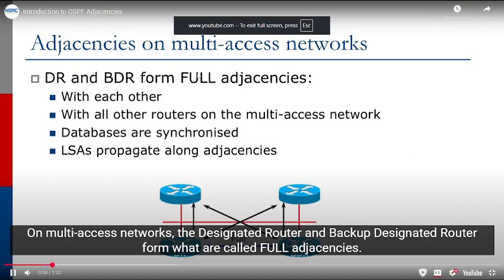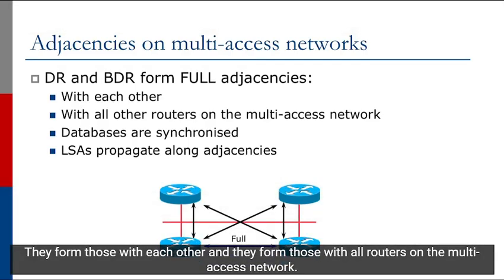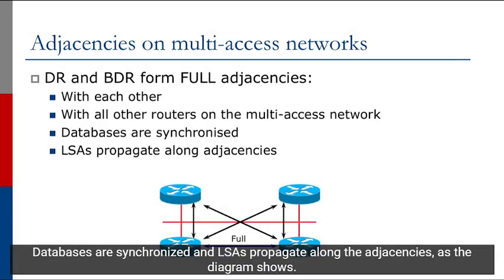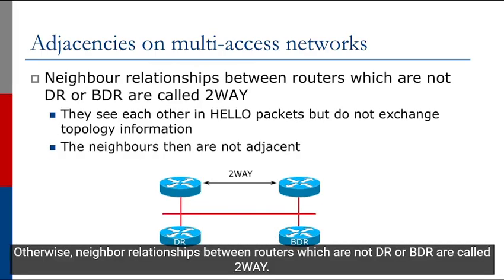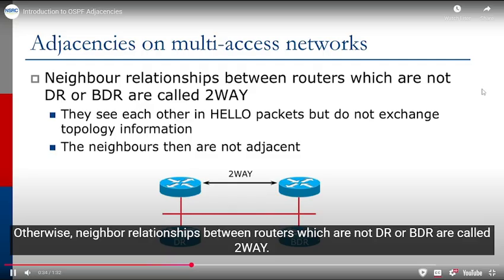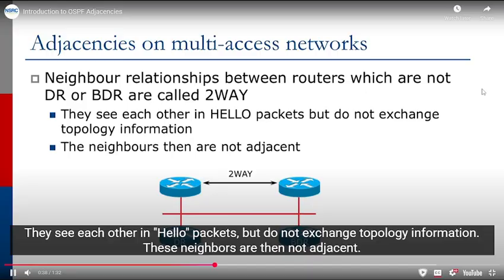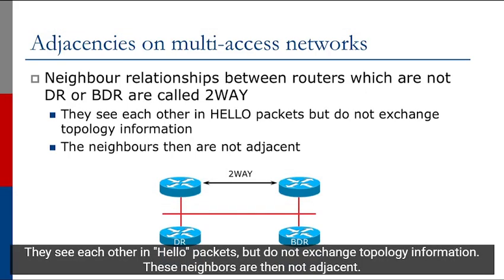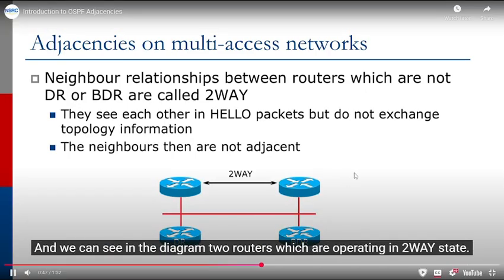On multi-access networks, the designated router and backup designated router form what are called full adjacencies. They form those with each other, and they form those with all routers on the multi-access network. Databases are synchronized, and the LSAs propagate along the adjacencies as the diagram shows. Otherwise, neighbor relationships between routers which are not DR or BDR are called two-way. They see each other in hello packets, but do not exchange topology information. These neighbors are then not adjacent, and we can see in the diagram two routers which are operating in two-way state.